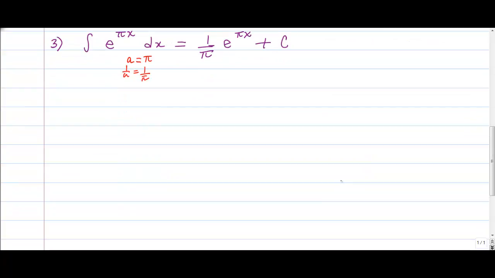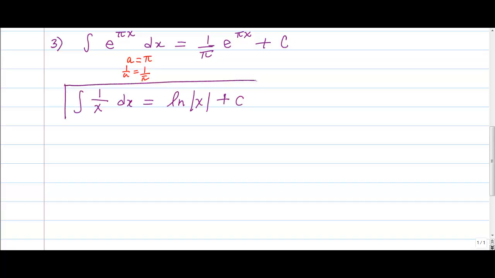Okay. Let's look at the integral of 1 over x dx. Now you think, the derivative of what function is 1 over x? Well, we know that's natural log of x. And we write natural log of the absolute value of x plus c.